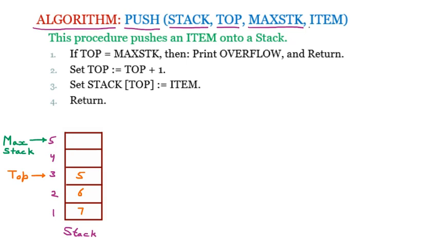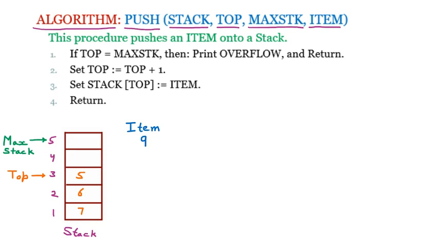The next one is the item. Item is that specific thing which we want to insert into the stack. Let us suppose the item is 9. So we have to insert 9 inside the stack. This is our condition. So these are the things that will be given: a stack, the top, which means how many elements are already filled, max stack, which means how many maximum elements can be there, and item, which means the one I want to fill.